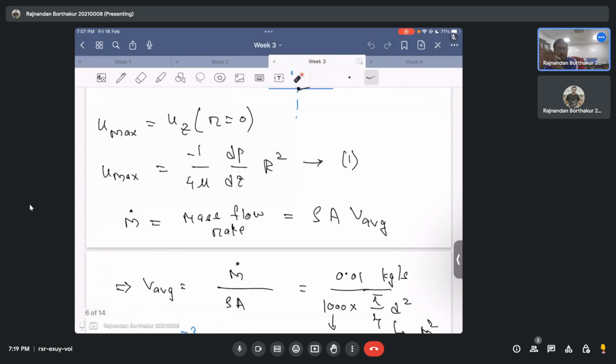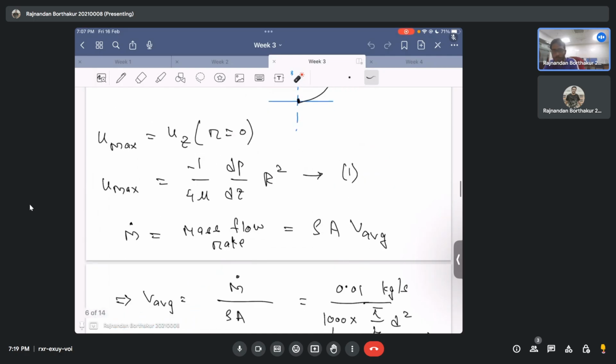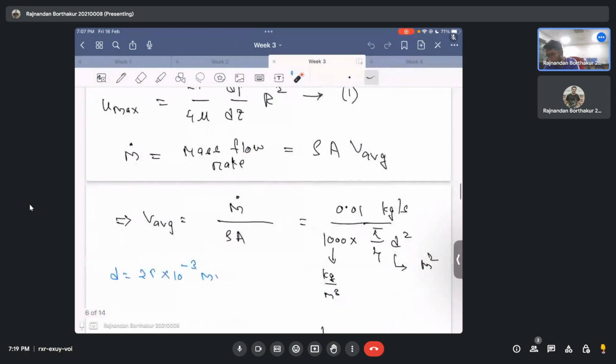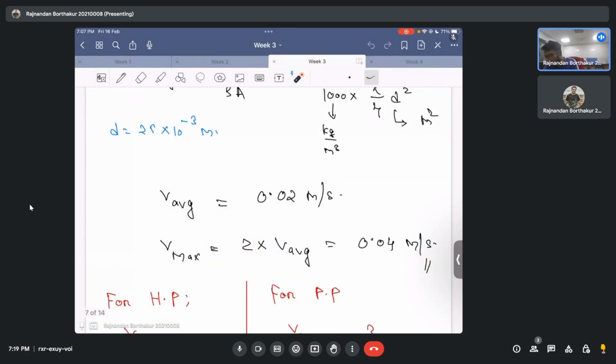However, we saw that the mass flow rate is always associated with the average velocity. So we need to find out the average velocity from the maximum velocity. And we know that for a pipe flow, the average velocity is half the maximum velocity. This enabled us to find out V average. And once V average is known, the V maximum is 2 times the V average.